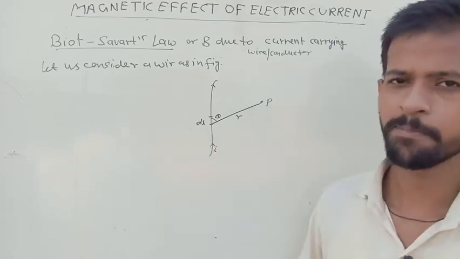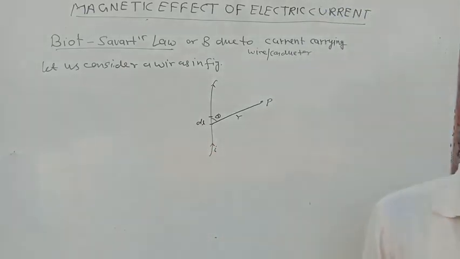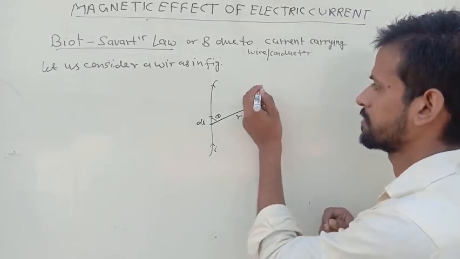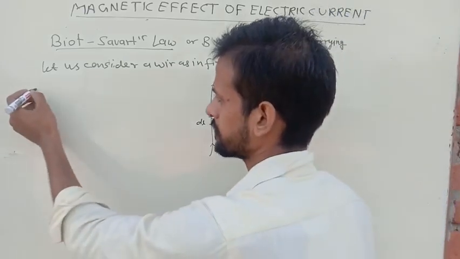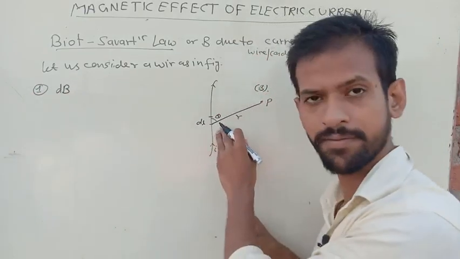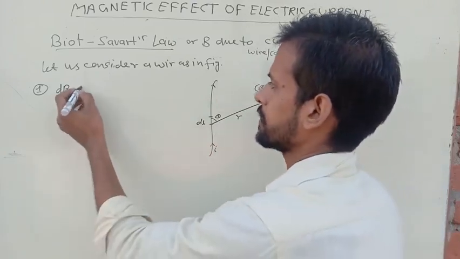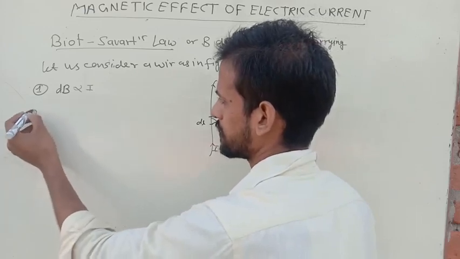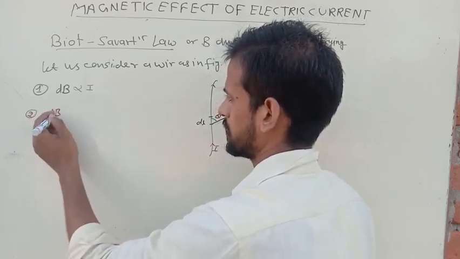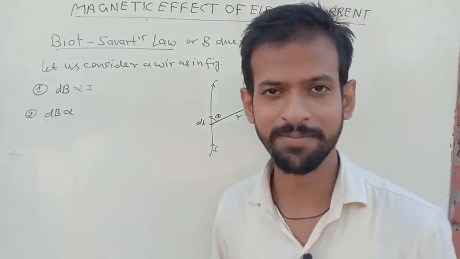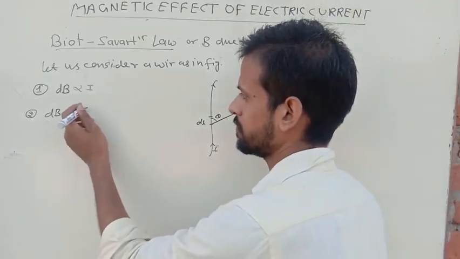So this is basically an empirical formula. Whatever the magnetic field is here, it depends on the current. If we increase the magnitude of current, the magnetic field also increases. So first, dB, the magnetic field due to this small element of wire, is proportional to I. Second observation: this magnetic field is proportional to dl. If you increase the length of wire, the magnetic field also increases. So dB is directly proportional to this.